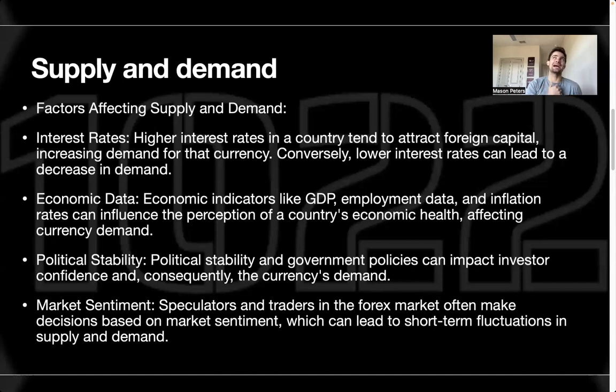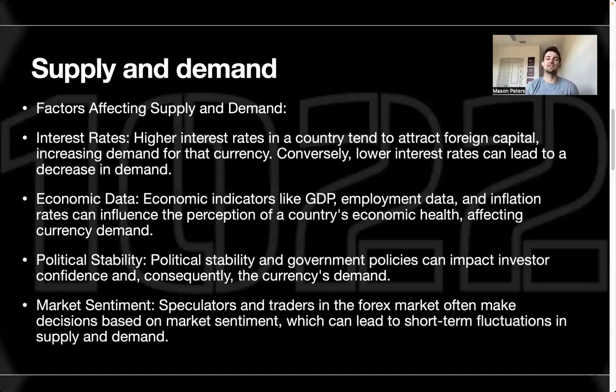When interest rates decrease here in the US, we should see the dollar index, the DXY, start to fall. There will be less demand for our currency. That right there is massive. If you understand that right there, you're golden.